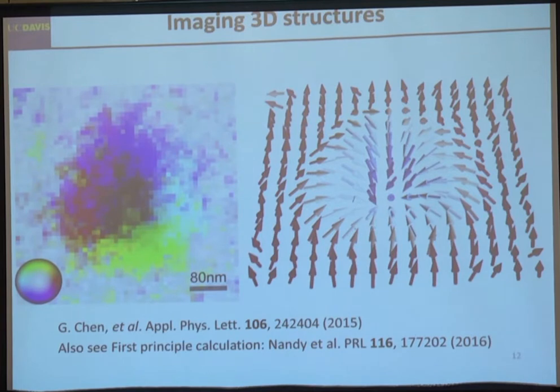So to show that more clearly, you can convert every 3x3 pixel into one arrow-based data. So no, this is not a sketch, but this is real data, which clearly shows you this is a hedgehog skyrmion without field at room temperature.